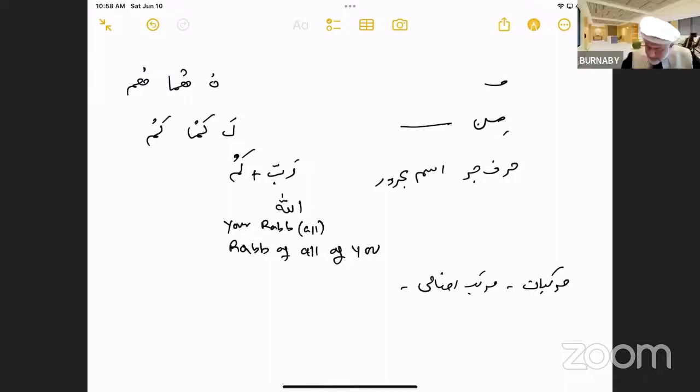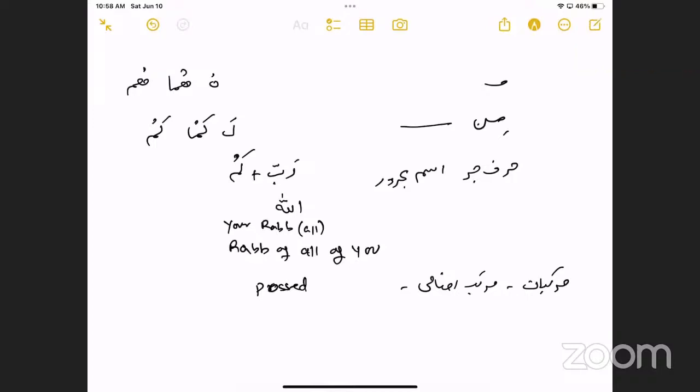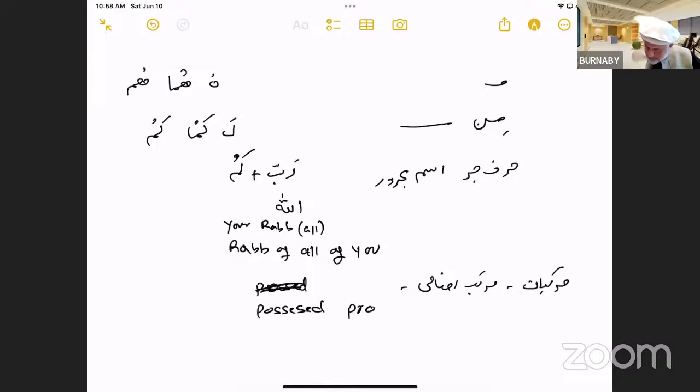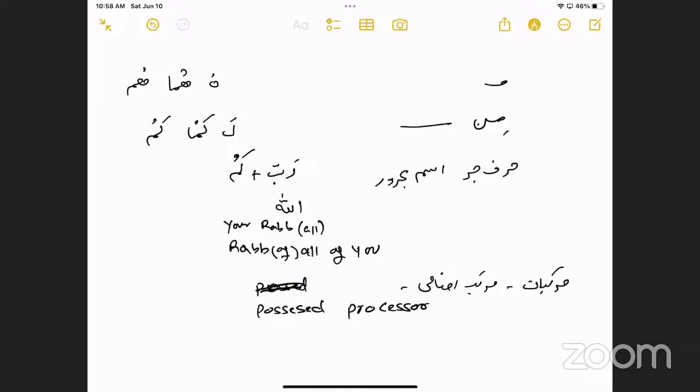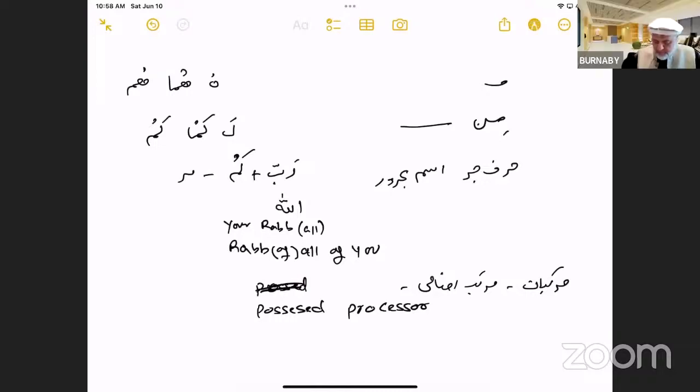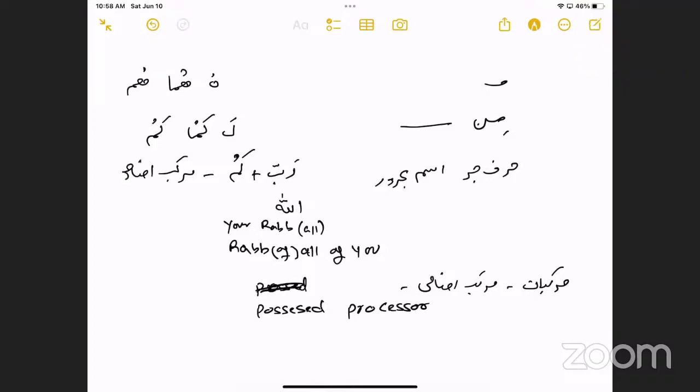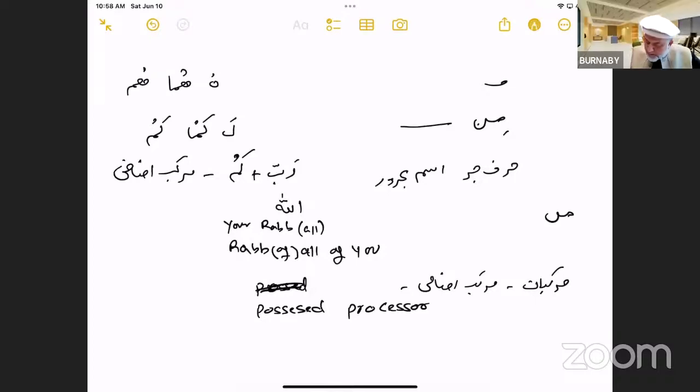izafi. And izafi is the possessed relationship. Possessed, and the possessor, right? Yes. Now here, who is the Rab of you all, right? So the moment in English I see the word of, can I say this is murakkab izafi? Yes. Okay.